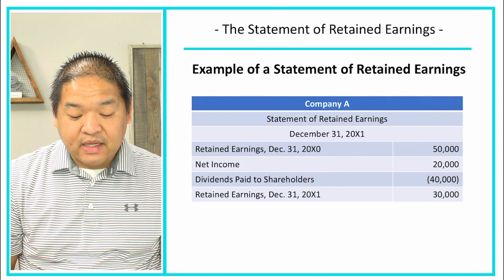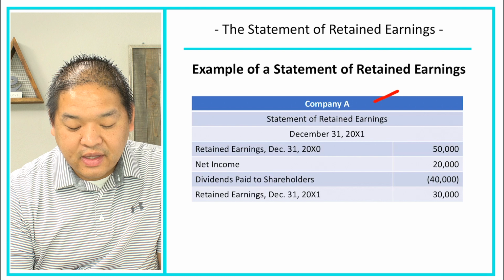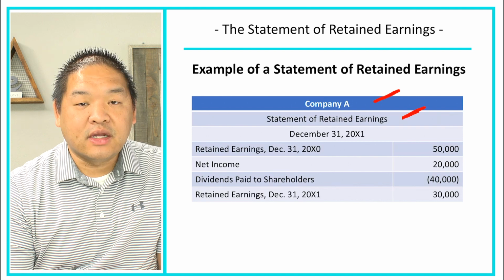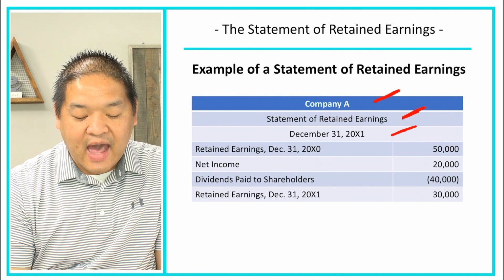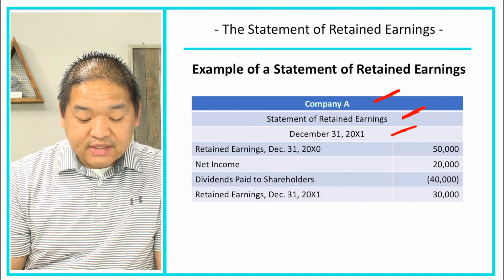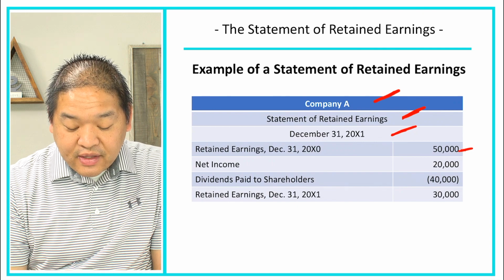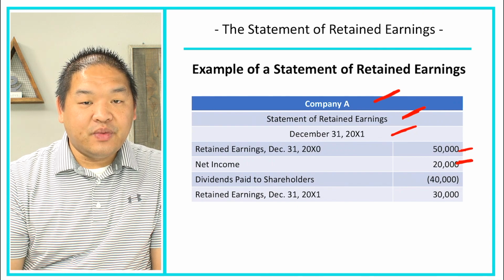Here's a look at what that statement looks like. Every statement should always have the who, Company A, the what, statement of retained earnings, and the when. So this is as of December 31st, 20x1. Notice here we've got the beginning balance of $50,000. The company earned $20,000. They've distributed $40,000.